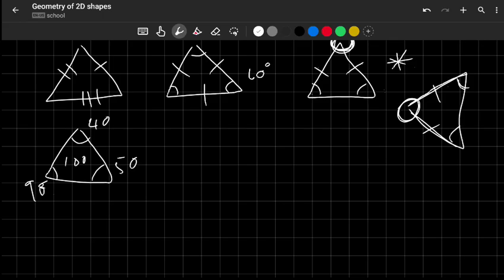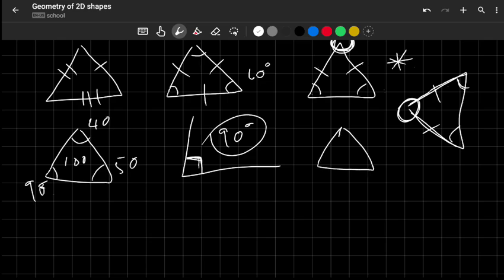And then last but not least is your right angle triangle, and always know that this is 90 degrees. If you see a sign with a box, that means 90 degrees. So they could literally give you a triangle like that. This is a right angle, this is 40 degrees, and then they say find this angle here.